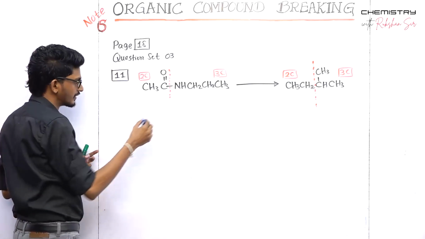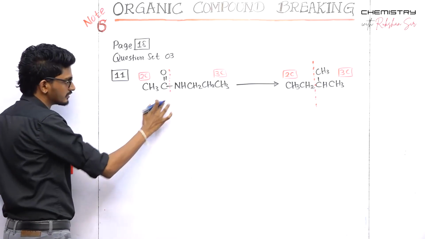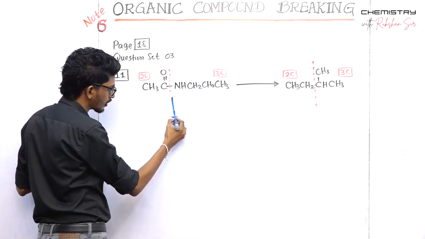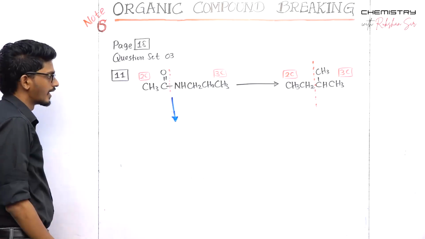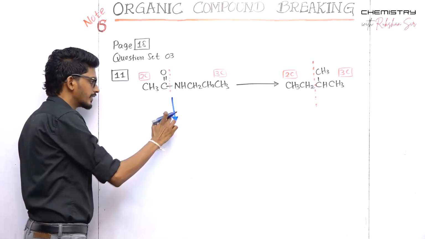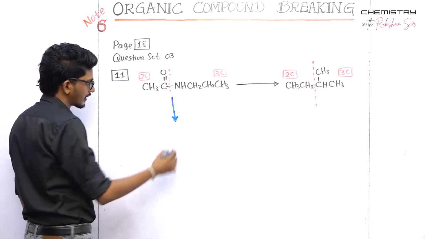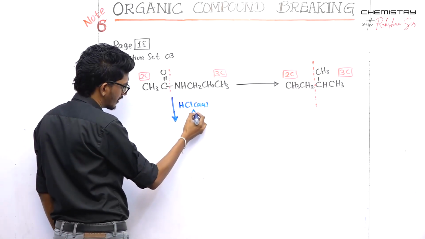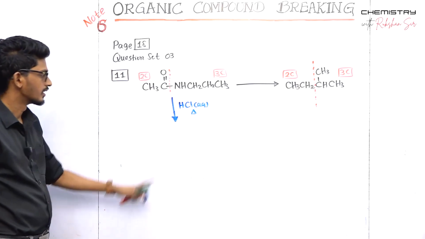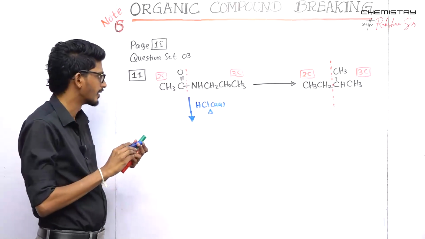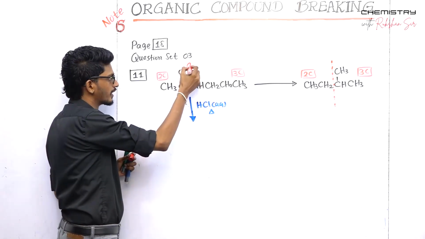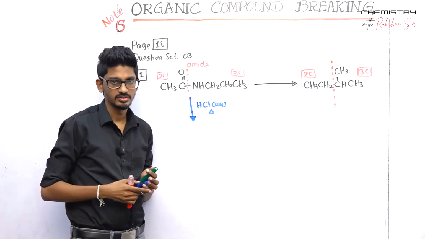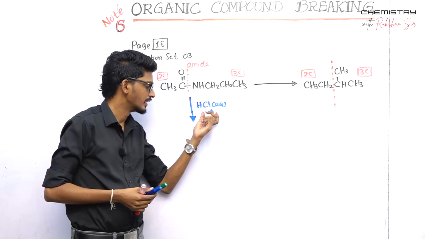So the breaking here could be done by acid hydrolysis or base hydrolysis. I'll go with the acid hydrolysis in this case. So I'll use HCl aq and some heating. And remember, to hydrolyze an amide, heating is essential. Remember that.